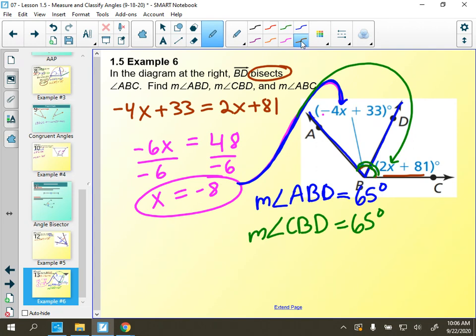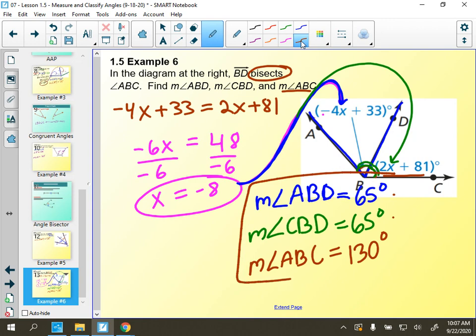The last one, if we're looking for the measure of the big one, the measure of angle ABC, there's not really any expression to plug them into. I just need to sum these two values. So 65 plus 65 is 130 degrees. And I think we've met our requirement there. We've found all 3 angle measures.